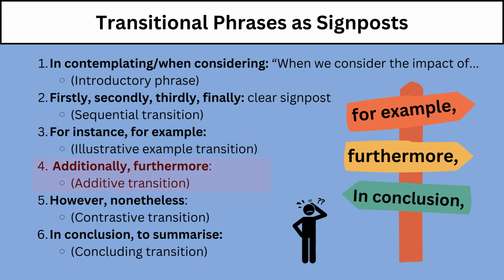We also have additive transitional phrases when you want to make a further point. For example, a point connected to a previous paragraph. We have contrastive phrases such as however and nonetheless, which signal that you are making a point that differs slightly but is still connected to your subject. Finally, we have concluding transitional phrases like to conclude and to summarize, which basically tell the reader that they have reached the end of the essay.